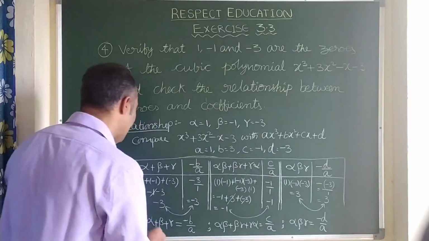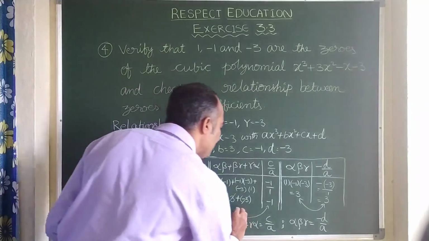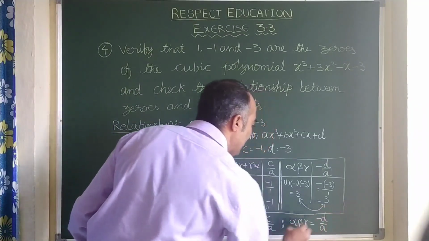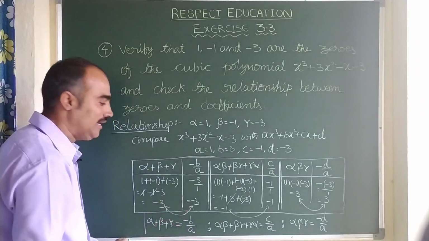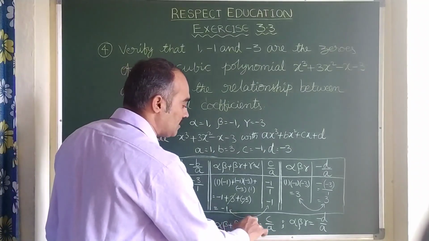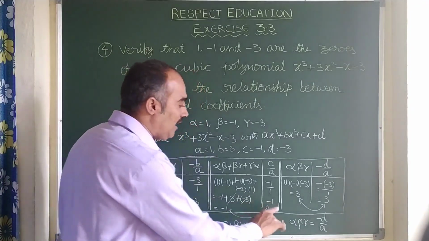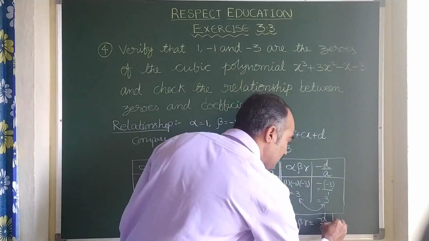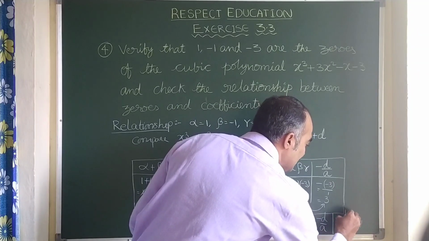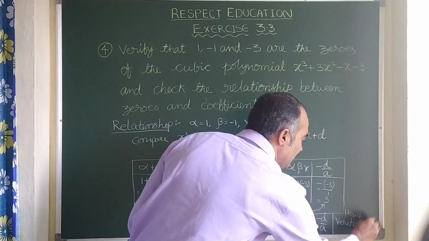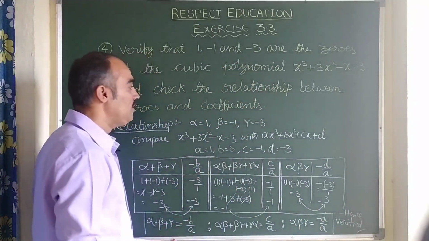So here finally the relationship between the zeros and coefficients, that is alpha plus beta plus gamma equal to minus b by a, alpha beta plus beta gamma plus gamma alpha equal to c by a, and alpha beta gamma equal to minus d by a. This is verified. You can write here, hence verified. With this, the fourth problem gets completed.